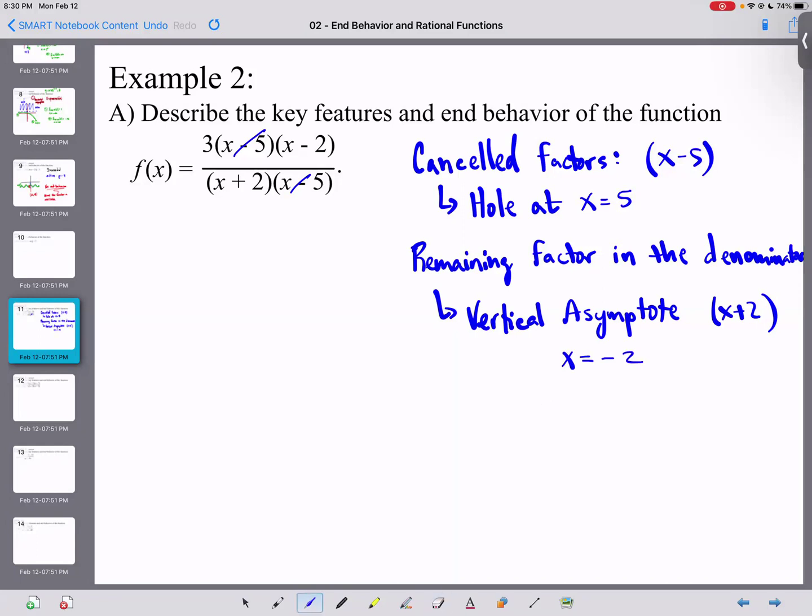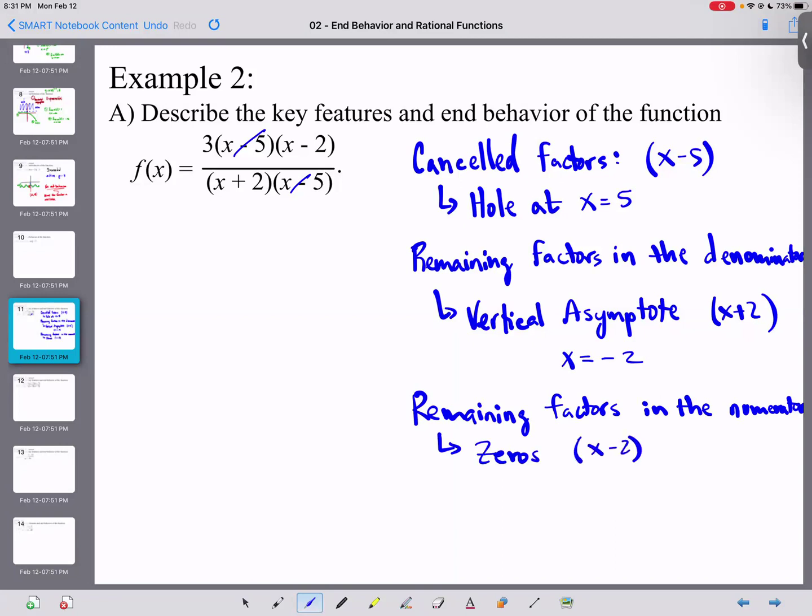All this is going to help us graph in just a moment. Finally, if you have any remaining factors in the numerator, does anybody remember what that is? The zeros. Remaining factors in the numerator become the zeros. So in this case, we have x minus 2, which means we will have a zero at (2, 0). That's where we'll have the zero.